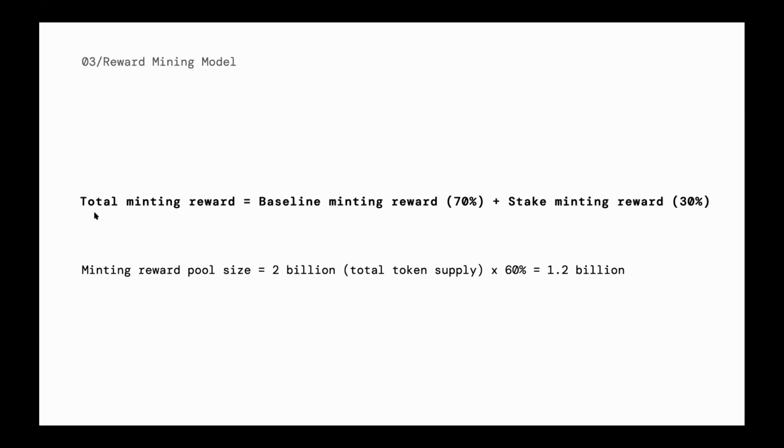So the total minting reward equals the baseline minting reward plus the stake minting reward. We reserve the total minting reward pool with 1.2 billion CCN tokens. In total, our total token supply is 2 billion, and we reserve 60% of the total token supply as the mining reward. For this 1.2 billion total minting reward, 70% goes to the baseline minting reward and 30% goes to the stake minting reward.